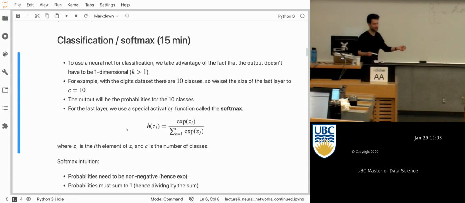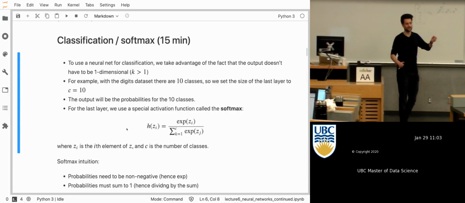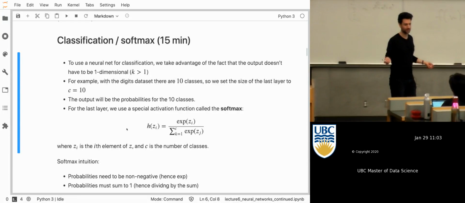The top one is still the top one. Yes, and it's monotonic. The top one is still the biggest. The second one is still the second biggest. The order stays the same.